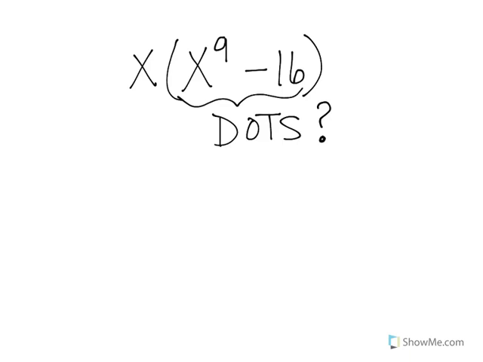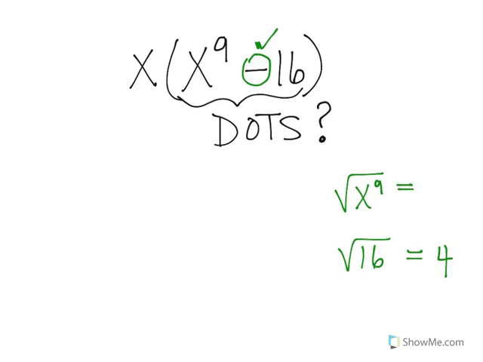So let's go over our checklist. For difference of two squares, we need subtraction, and we do have that, so that's good. We need two terms, which we have in the parentheses there, but we need both of those terms to be perfect squares. So let's consider the square root of x to the 9th and the square root of 16. We know the square root of 16 is 4, so far we're looking good. And then we get to the square root of x to the 9th.